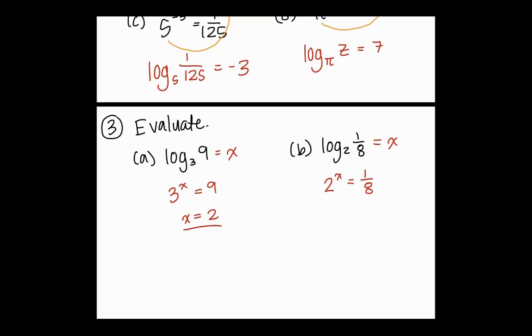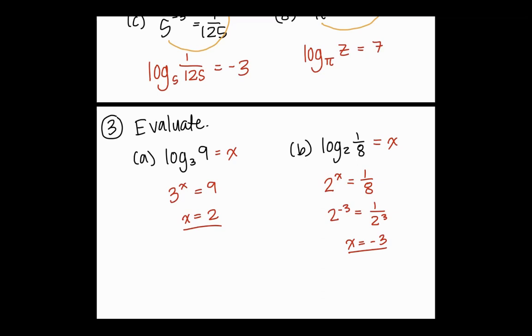What do you guys think here? So it's going to be -3. So I have that 2 to the -3 is 1 over 2 cubed. So my x here is going to be -3. Okay. Questions on A and B?